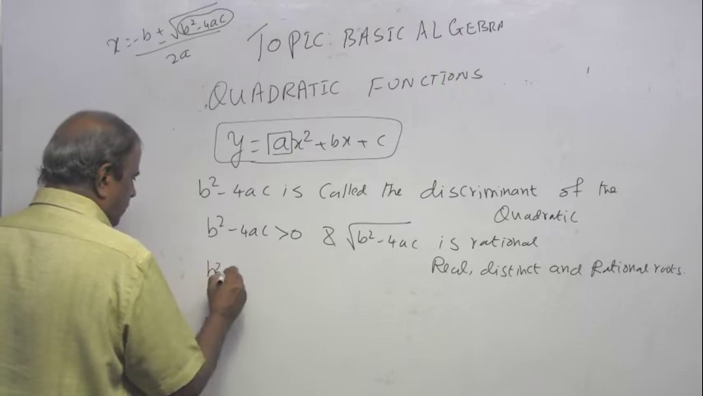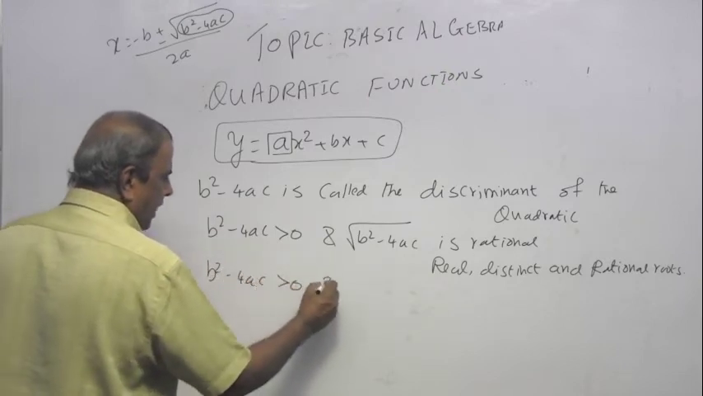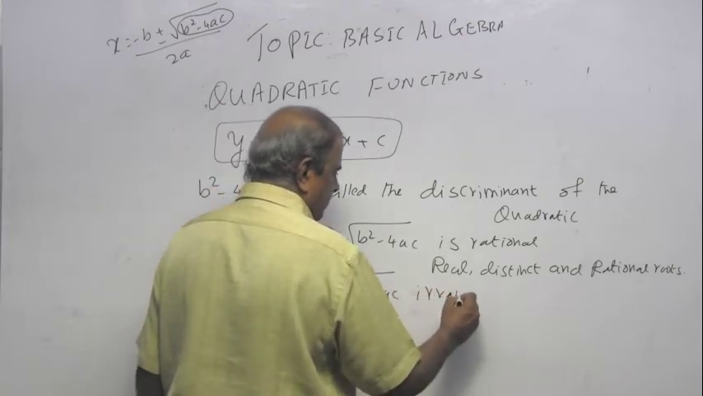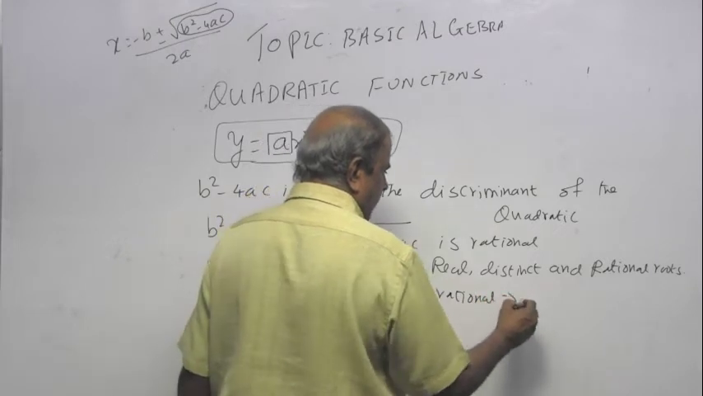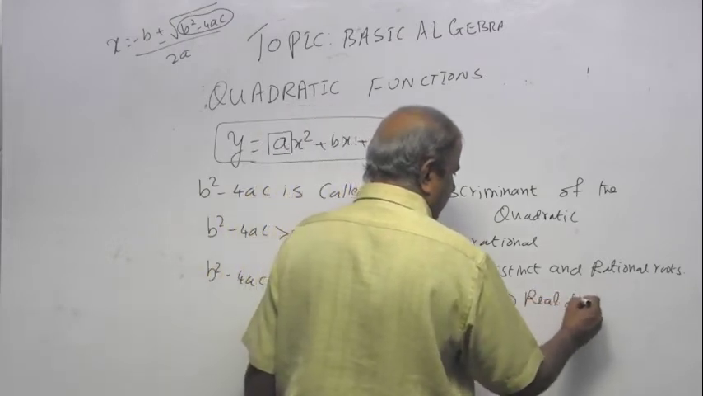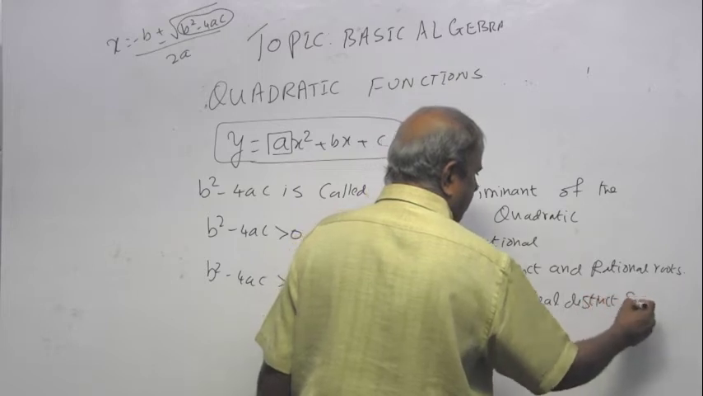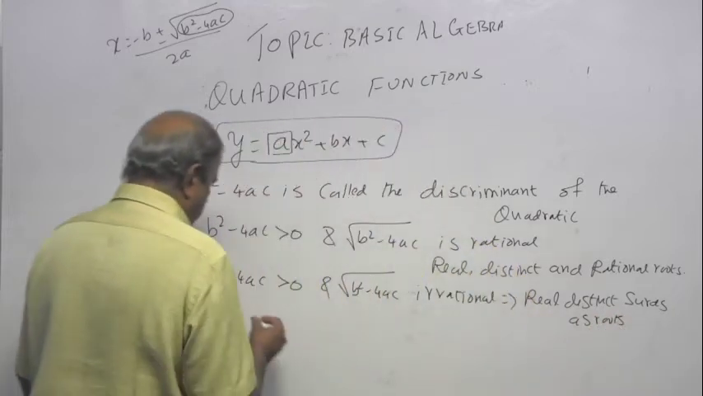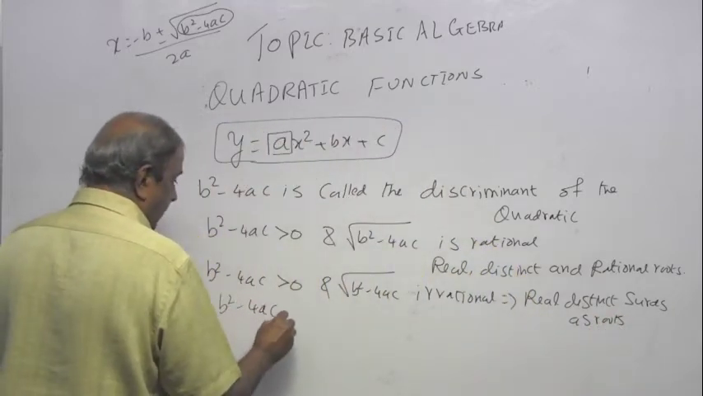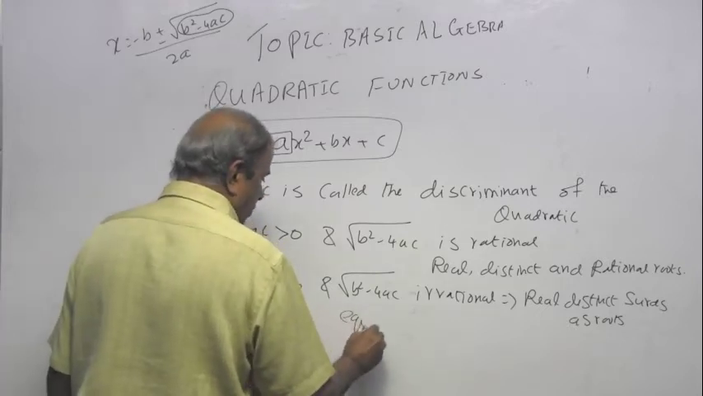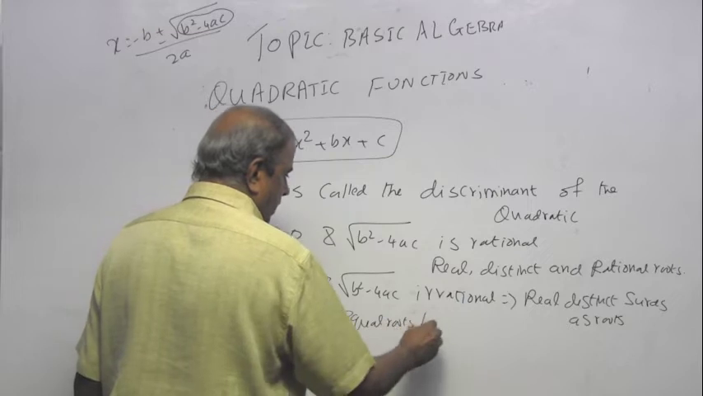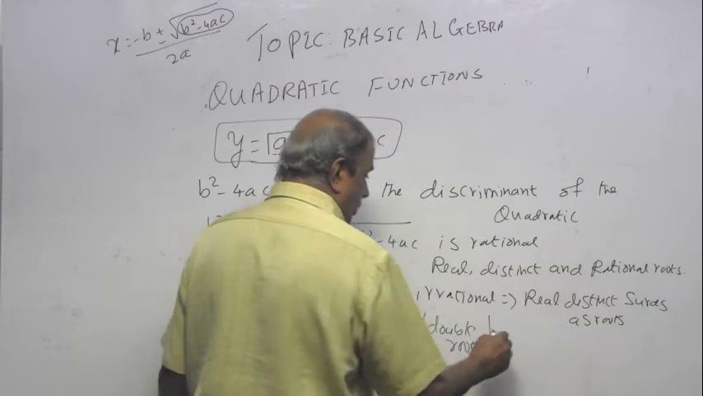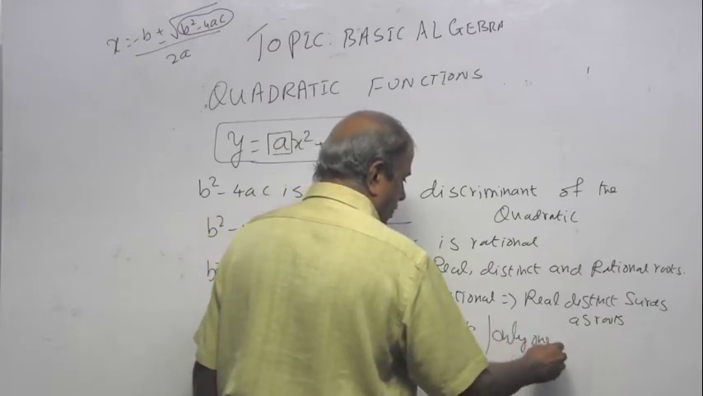If b squared minus 4ac greater than 0 and root of b squared minus 4ac irrational, means you get real, distinct surds as roots. B squared minus 4ac equal to 0, you get equal roots, double root, we use so many names, only one root, only one real root.